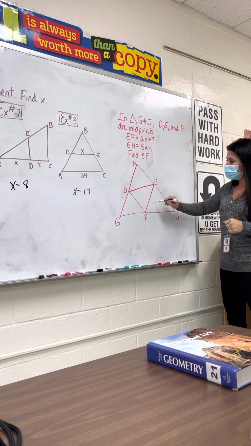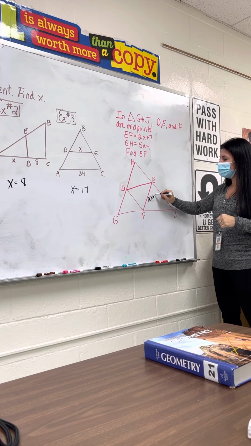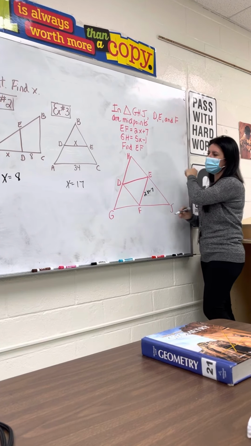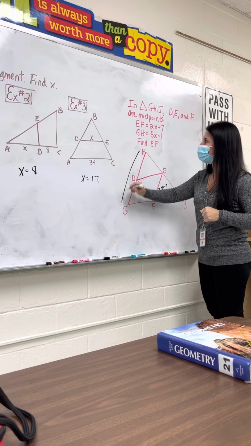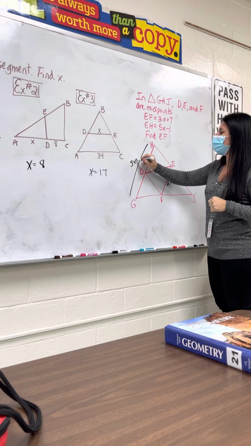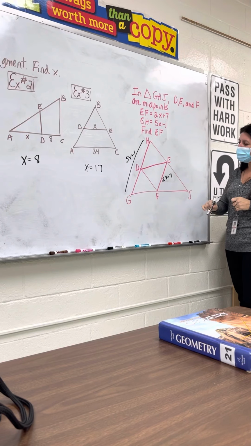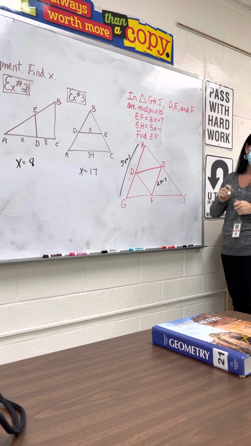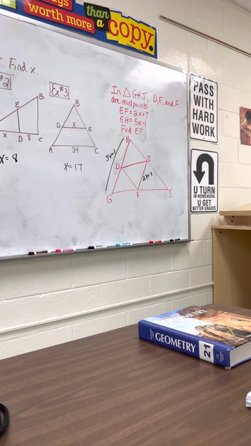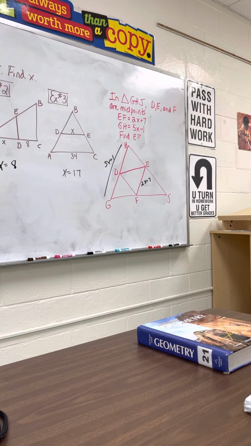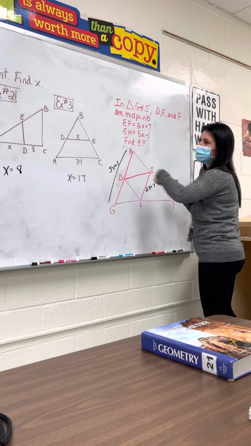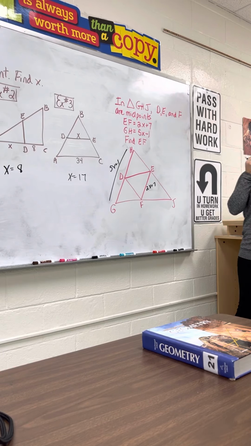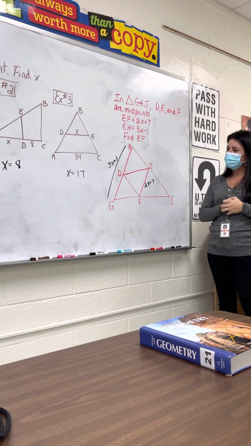It says that EF is 2x plus 7. And GH, which is this whole length, is 5x plus 1. They're asking us to find what EF is. So the way you want to set this up is to think about the relationship between the two. So we obviously have these two segments as being defined. What's the relationship between EF and GH?